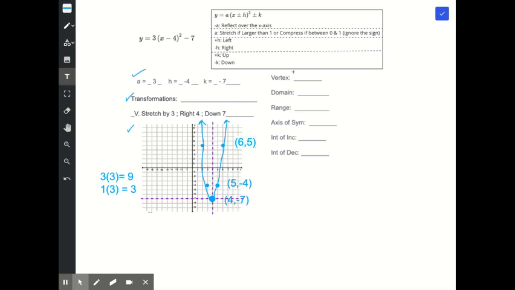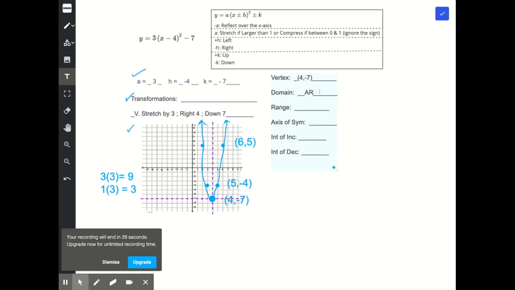So now let's identify some of these values here. My vertex, we already saw, was at (4, -7). It's an ordered pair. It is the point where the axes come together. Vertex means turning point, so my graph turns here, most important point, (4, -7). My domain, everyone's favorite, all real numbers.